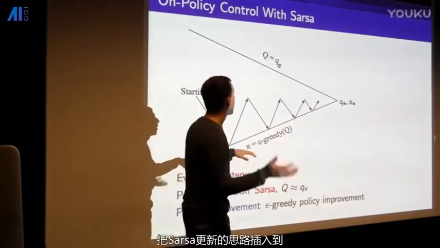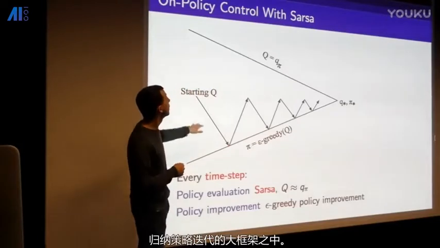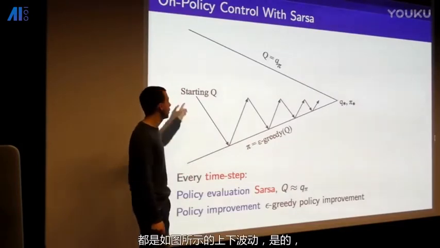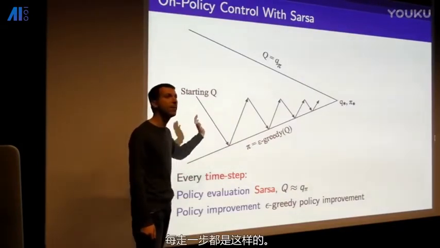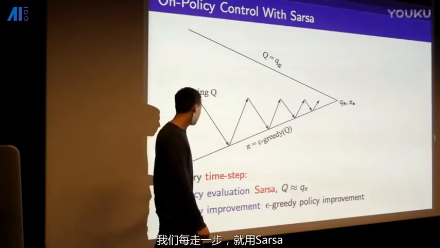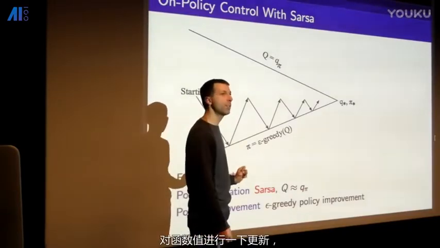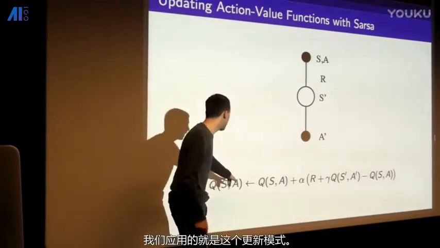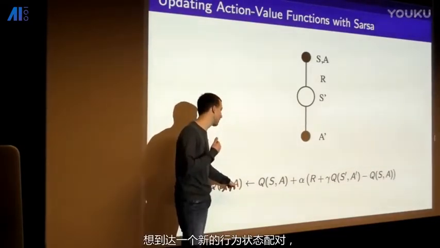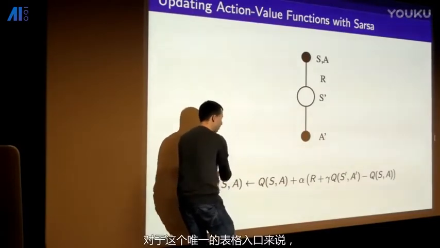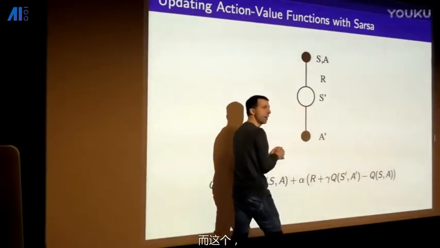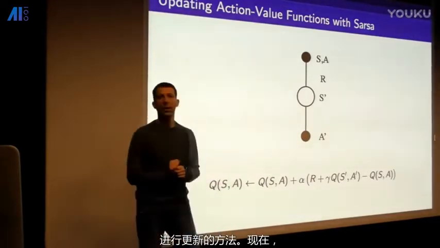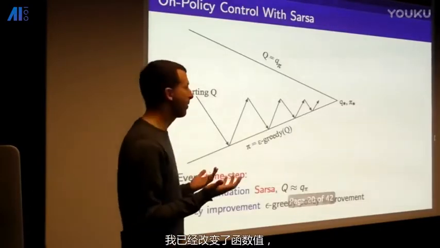Now we're going to take these SARSA updates and plug them into our generalized policy iteration framework. Every single time step, we move up and down in this diagram. Each time we take a step, we update our value function by applying one step of SARSA. For the state and action that we were just in, we're only updating the value function for that one state action pair at that time step. I was in this state action pair, I ended up in some new state action pair, and I do one update to my Q value for that single entry of my table. And now I've already changed my value function, right? Something's different.